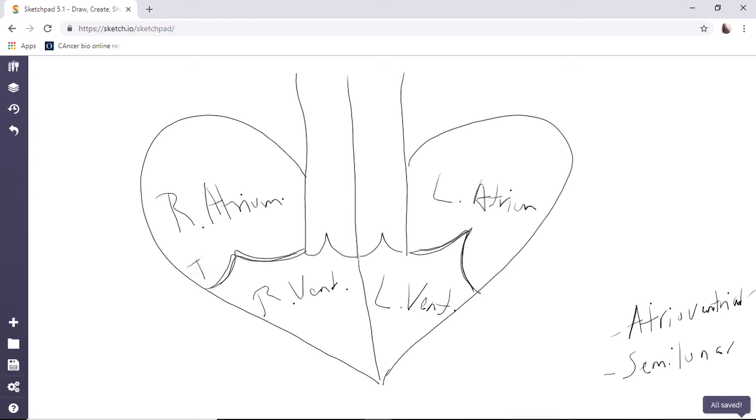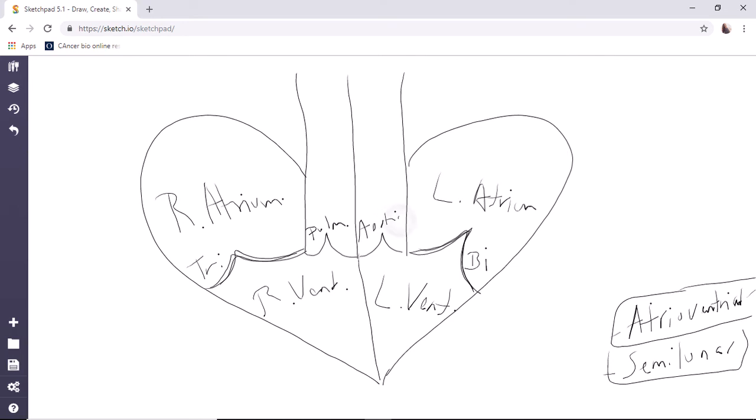And remember, I tell you, you try before you buy. So this is the tricuspid and the bicuspid, okay? And those are the two atrioventricular valves or AV valves. And then the semilunar valves, that's going to be the pulmonary valve and the aortic valve, okay? So that's how the inside of the heart is set up.